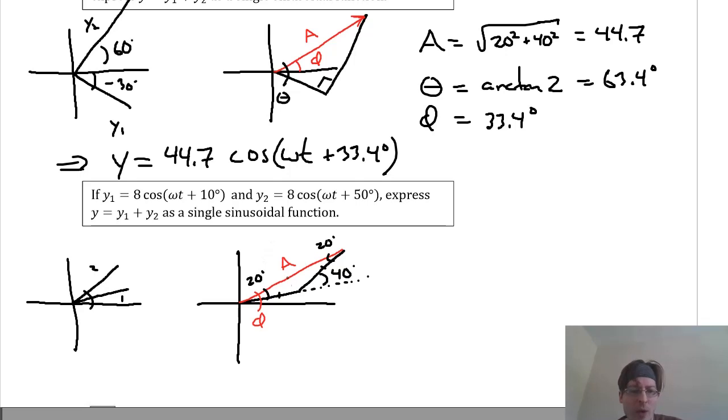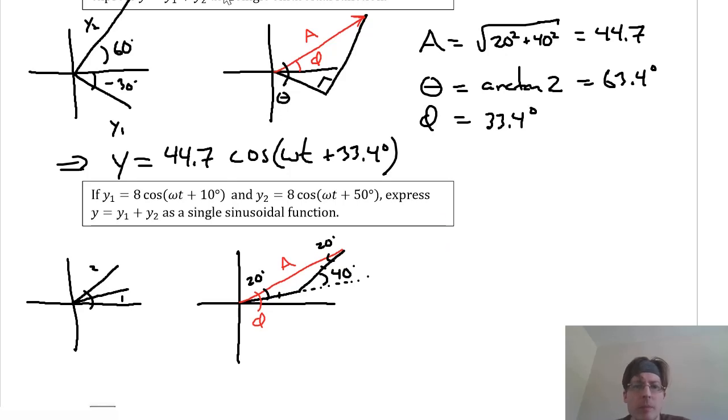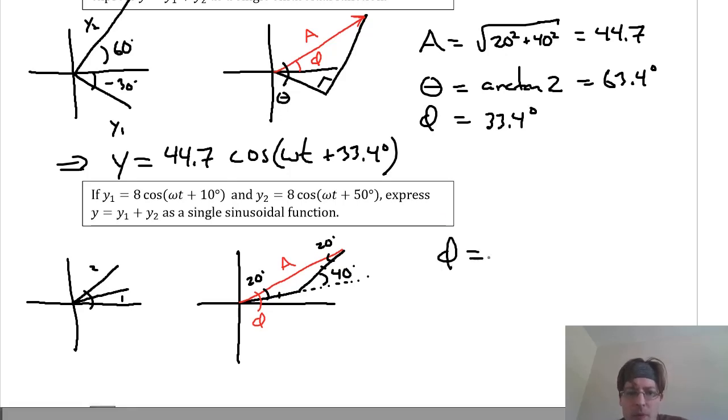Okay, so I know the angles inside of the triangle are 20 degrees. That will let me figure out what the phase angle is. The phase angle, therefore, is going to be 30 degrees. So I'm done with that part of it. The phase angle must be 20 degrees in the triangle, plus 10 degrees from y1. So that's 30. Okay, I'm done there.